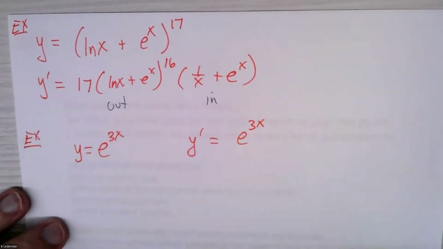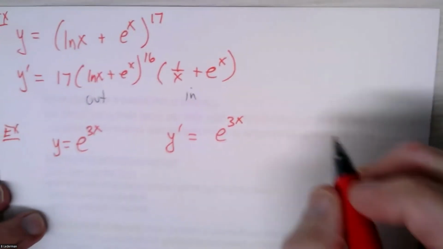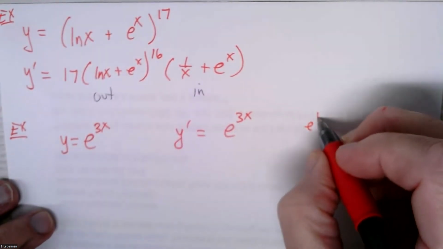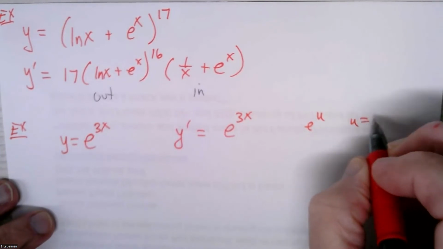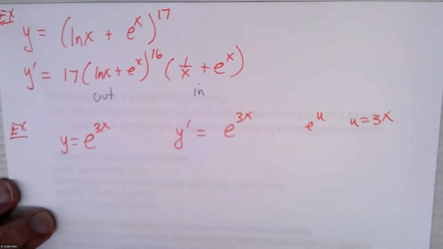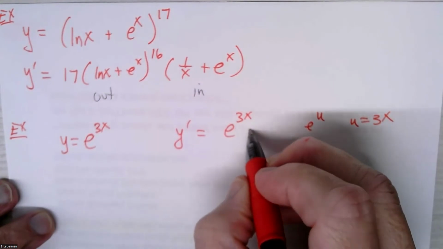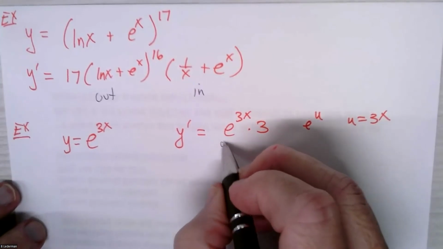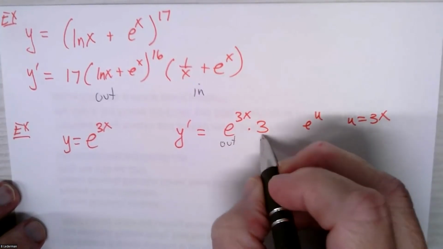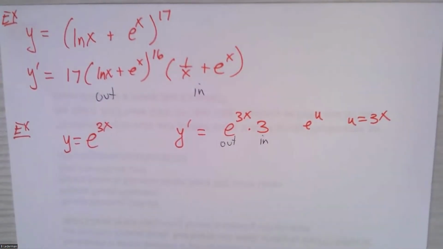Well, the outer function, again, is e to the u. That's our outer function. The inner function is u equals 3x. So I have to multiply this times 3. So again, that's my outer, that's my inner, that's my outer derivative, and that's my inner derivative. And this is pretty important. It comes up quite a bit. Interestingly enough, what if we did ln of 3x? This is really interesting.